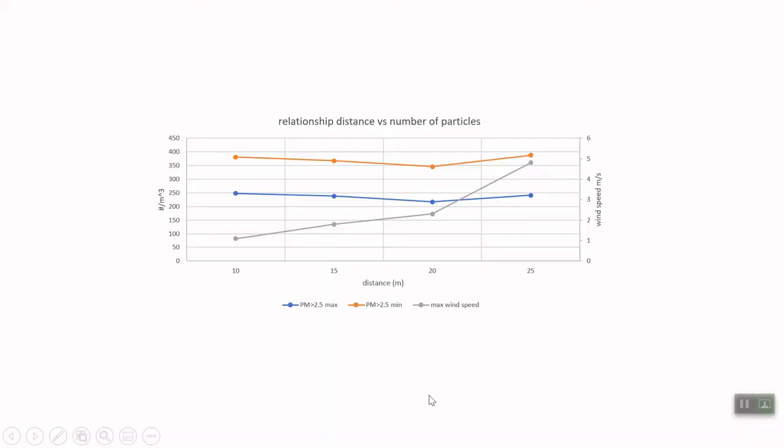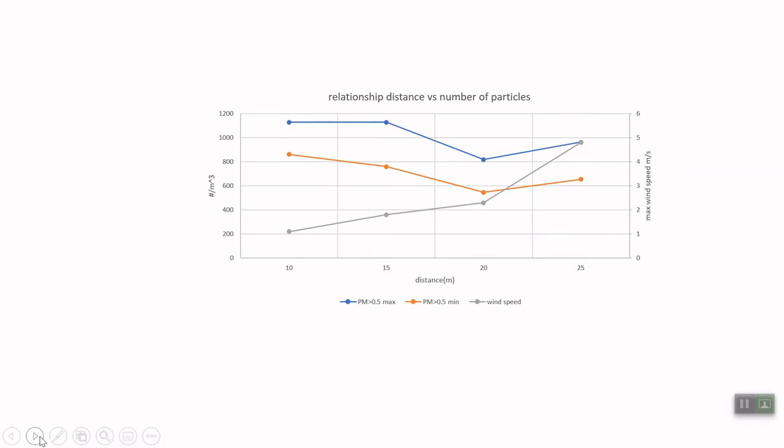Okay, so let me tell you something about the results that we got. We plotted the distance versus the number of particulate matter bigger than 2.5, and we took both the maximum and the minimum values, and we plotted the wind speed. You can see there is a decline, but at 25 meters it's going up because the wind speed is also going up there. We did the same for the 0.5 measurements, and again at 25 meters the concentrations are going up, but the 15 meters makes it a little bit less reliable.